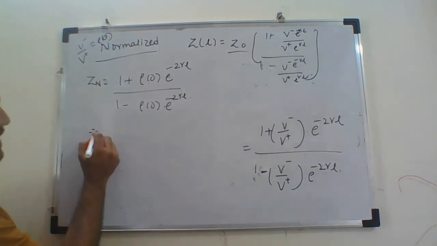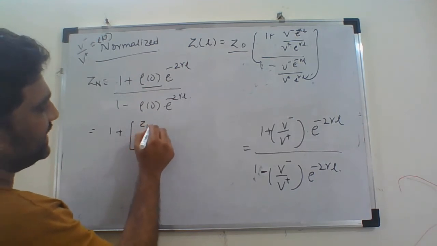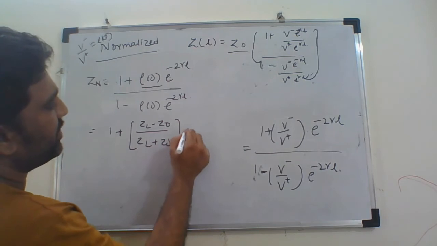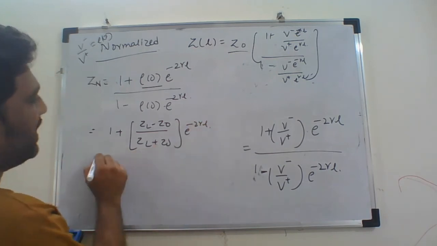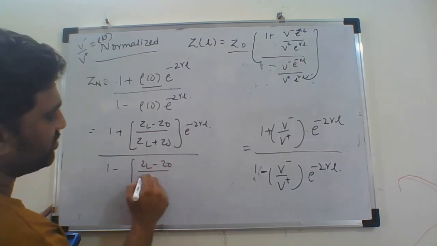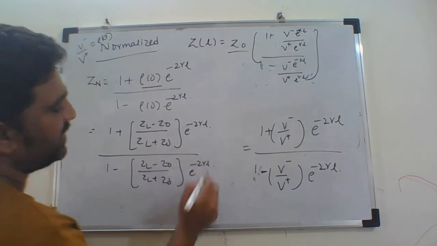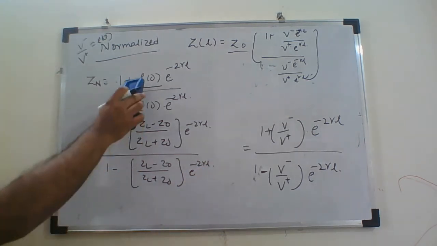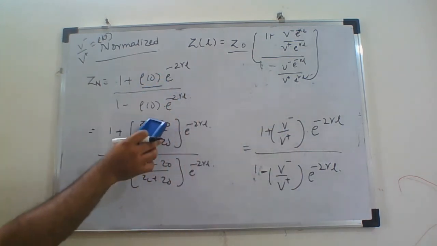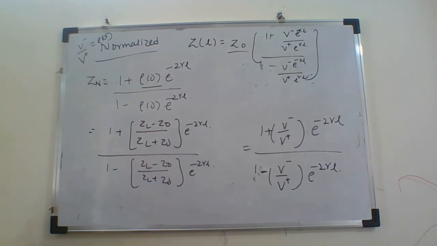Now from this, 1 plus rho of 0 can be written as ZL minus Z naught by ZL plus Z naught into e power minus 2 gamma L, and this is nothing but again the same thing, ZL minus Z naught by ZL plus Z naught into e power minus 2 gamma L. I have written V minus by V plus as rho of 0. Just now we saw that rho of 0 is equal to ZL minus Z naught by ZL plus Z naught.